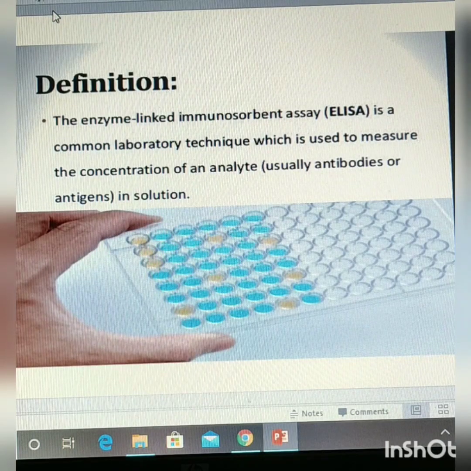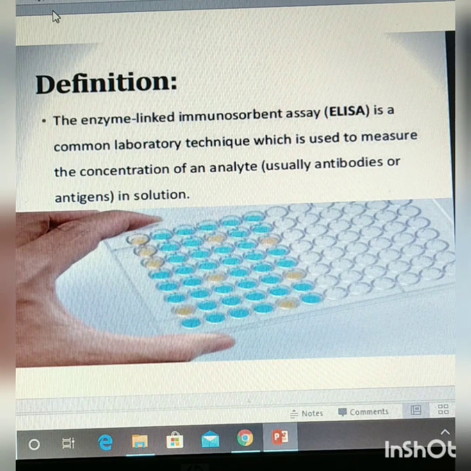Thus, in case of fluorescence ELISA, when the light of appropriate wavelength is applied to the sample, the magnitude of fluorescent antigen antibody reveals the amount of antigen in the sample. The definition: the enzyme-linked immunosorbent assay is a common laboratory technique which is used to measure the concentration of an analyte in solution. The analyte is usually antibody or antigen.